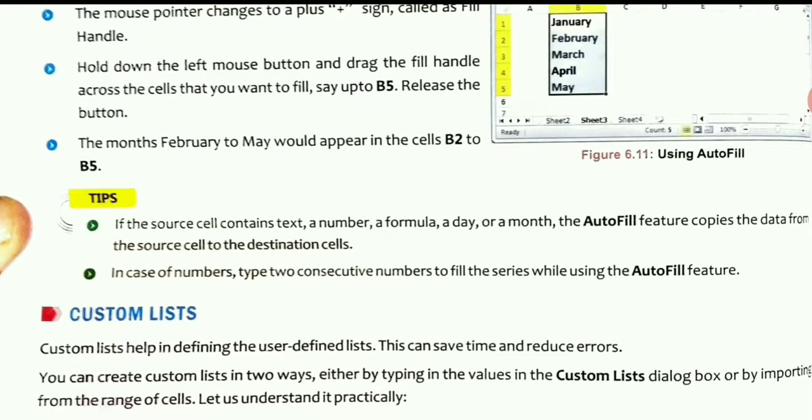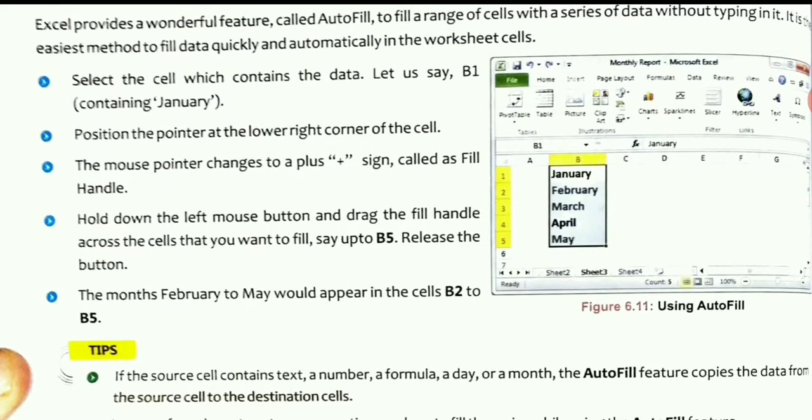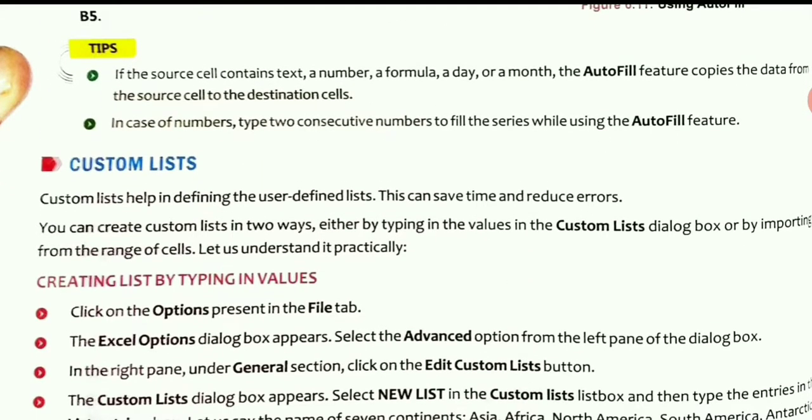So this is the way to use autofill option, and you can fill name of the months, name of the weekdays, or just 1, 2, 3, 4 or the alphabets in the same way. If the source cell contains text, a number, formula, a day or a month, the autofill feature copies the data from the source cell to the destination cells. In case of numbers, type 2 consecutive numbers to fill the series while using the autofill feature.